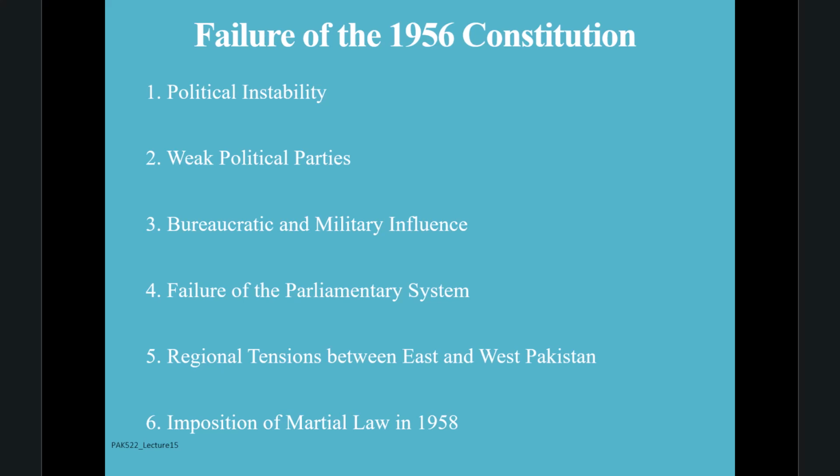And on the other hand, imposition of martial law in 1958. The immediate cause of the Constitution's failure was the military coup of October 1958. President Iskandar Mirza, in collaboration with General Ayub Khan, abrogated the Constitution and imposed martial law. Soon afterward, Ayub Khan removed Iskandar Mirza and assumed full control of the government. This marked the beginning of Pakistan's first period of military rule and brought the 1956 Constitution to an end.